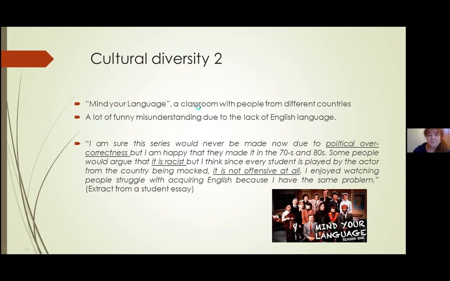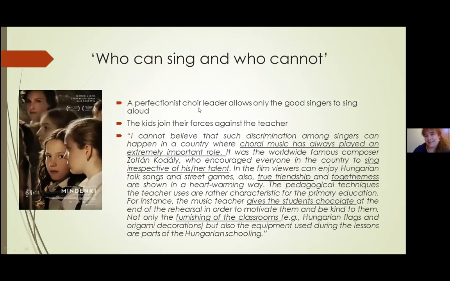Now, I have put here a Hungarian movie as well, the dilemma of this Oscar winning short film entitled Sing. In Hungarian, it is translated into Everybody. And the dilemma is who can sing and who cannot. And the story takes place in Budapest in 1991, where a perfectionist choir leader allows only the good singers to sing aloud and expects the less talented ones to imitate singing in the best interest of the choir.